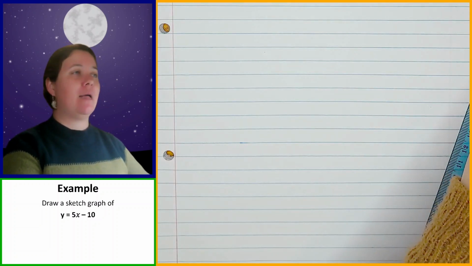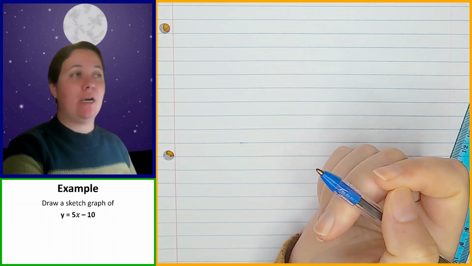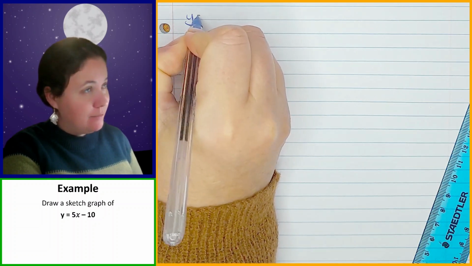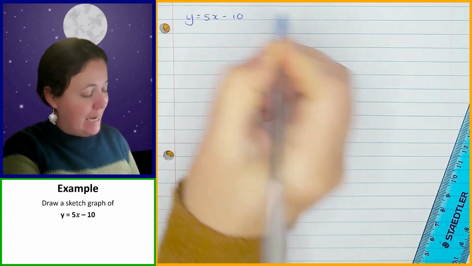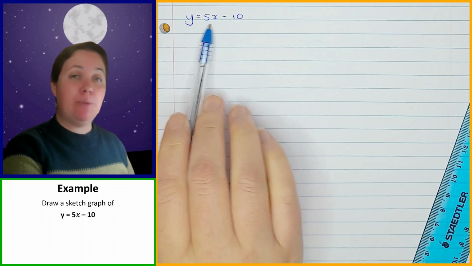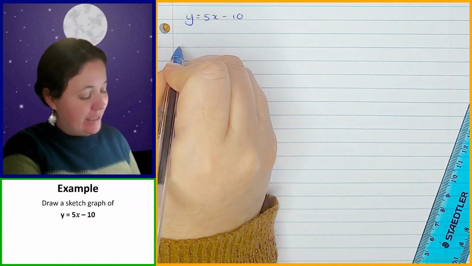Okay, so first of all, I'm going to start off by finding my intercepts. The easiest intercept to find is the y-intercept. In my equation, y equals 5x minus 10, the y-intercept is going to be the c value because this has been written in standard form. So my y-intercept is the c value, so it is going to be negative 10.